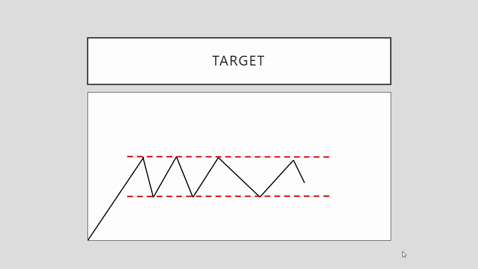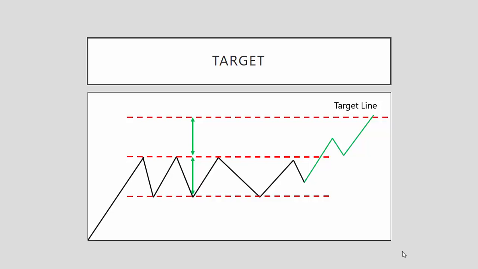For trading and making profit out of rectangles, we need to measure a target for them. A minimum target for a rectangle pattern is defined by its width. We can expect price to go forward in its penetration direction by this amount. After knowing all this, let's see some examples of rectangles which take place in markets.